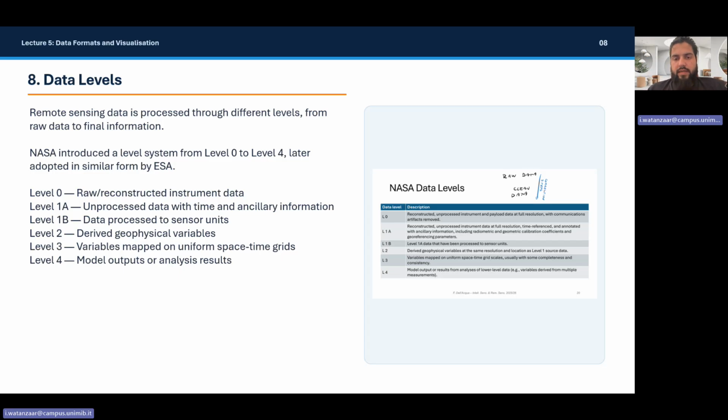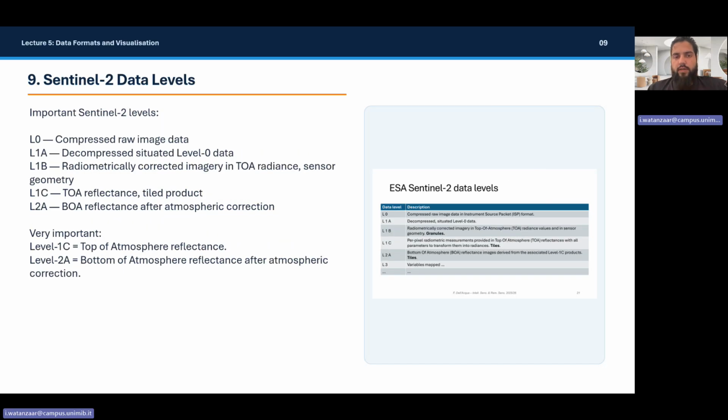The same data levels have been adopted by the European Space Agency also for the Sentinel-2. In the Sentinel-2 data levels, these are the important levels, but they differ a little bit. That was starting from level 0, then level 1A, level 1B, level 2, level 3, level 4, and divided in multiple. But the European Space Agency for the Sentinel-2 uses level 0, level 1 A, B, C, and level 2.